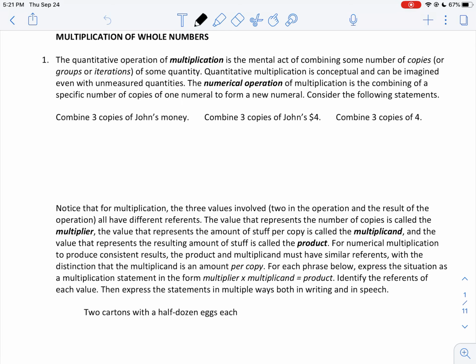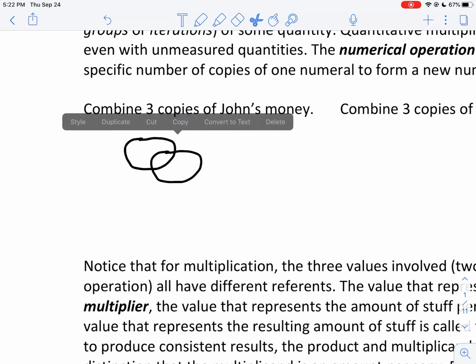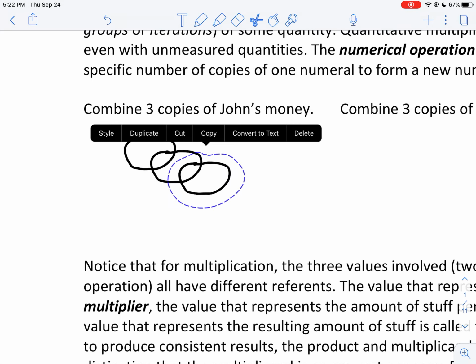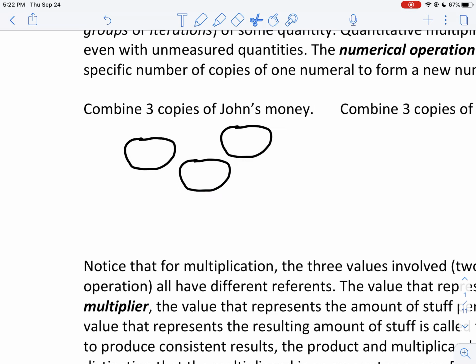Let's consider the following statements. Number 1, combine 3 copies of John's money. So we have John's money. I'll do a little circle to represent all of John's money, or you could do a box or a column or some sort of representation that this is John's money. When we do 3 copies of it, I do copy paste. And here's 3 copies. I've sort of drawn them overlapping, but here's the 3 copies of John's money.